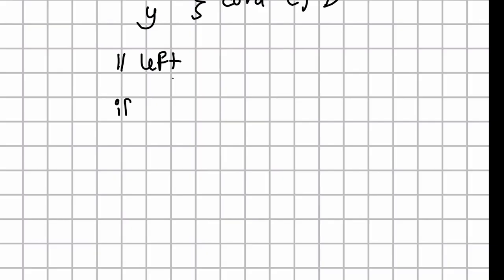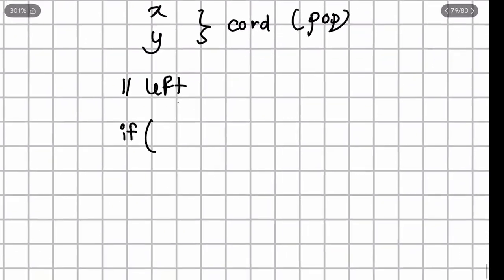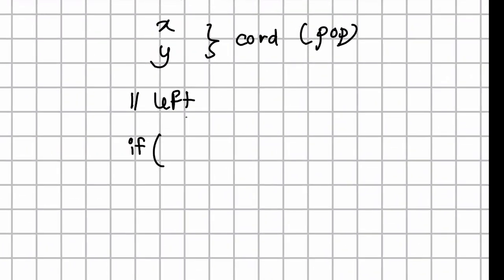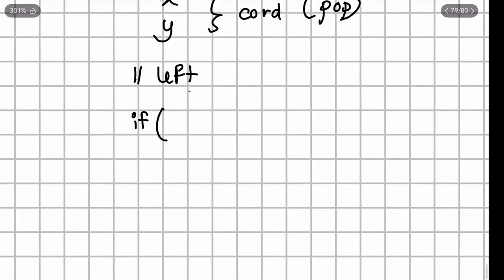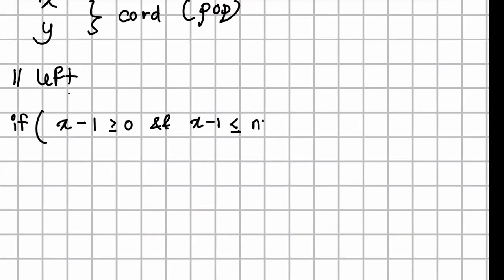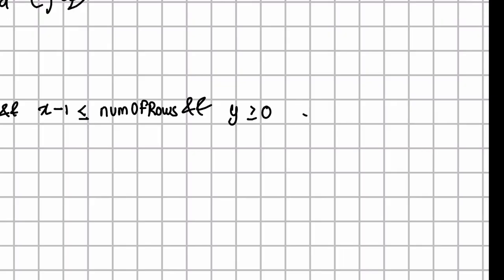So case for the left is: firstly, we're gonna check that the popped coordinates are within range, because obviously if they're going out of the grid, there's no point in seeing, right? So we're gonna be checking if they are in range. So how do we check if they are in range? We're checking for left, right? We're seeing if the neighbor is in range, right? So if x minus 1 is greater than equal to 0, and x minus 1 is less than number of rows, and y is greater than equal to 0, and y is less than, sorry, my bad, less than number of columns.